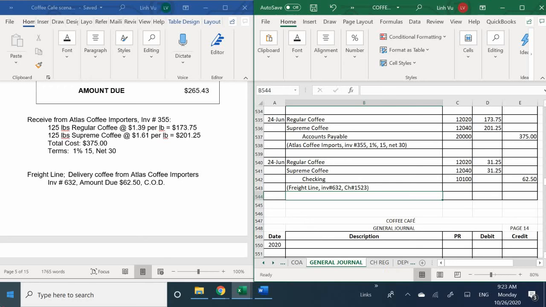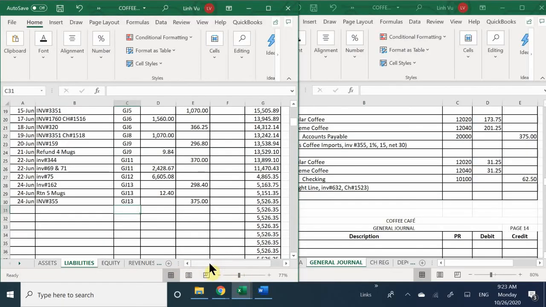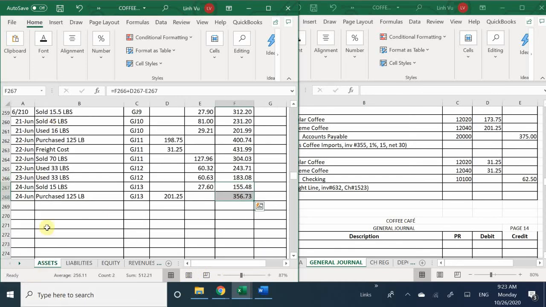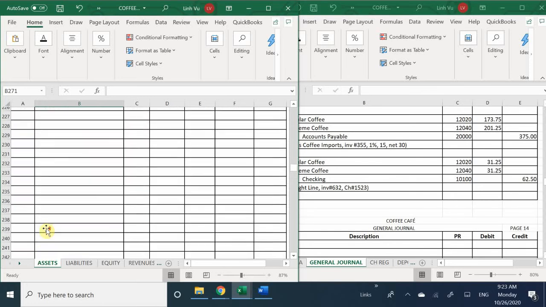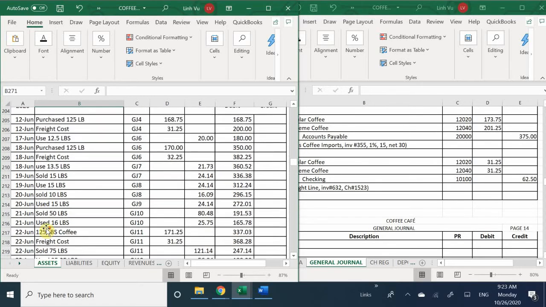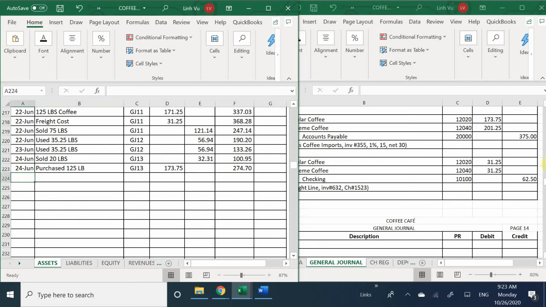All right. Perfect. We have just one line left. So we're done with this journal and moving on to journal number 14. But let's finish up this transaction. So where next? Ledger. Ledger. Okay. So here I am on regular coffee. Freight cost. Freight line. Freight cost.